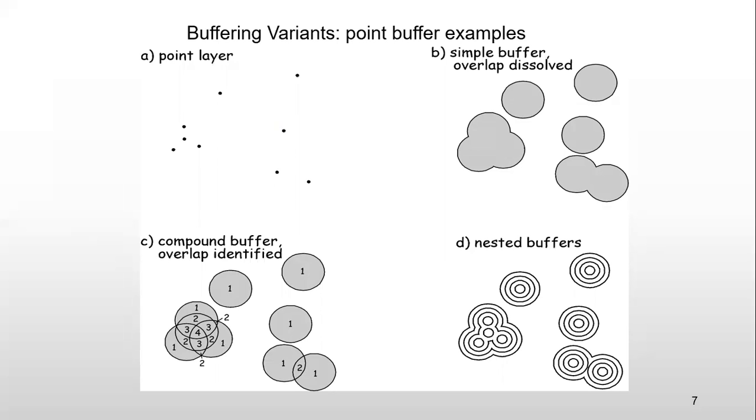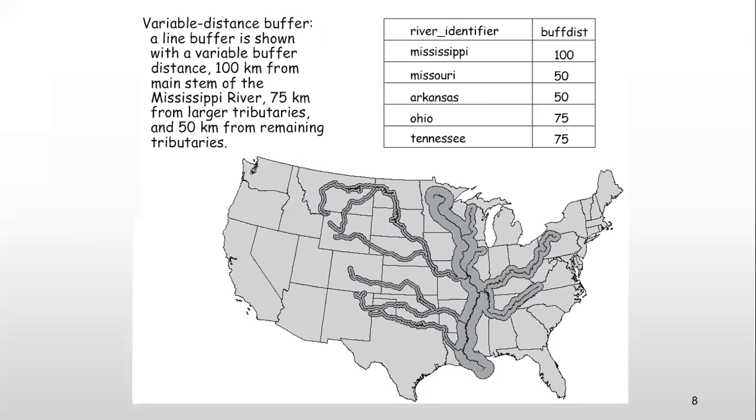Overlapping means just meeting together. Simple point layer, simple buffer, or overlap dissolved, nested buffer. It's how the buffers are created. A variable distance buffer: a line buffer is a variable distance buffer. It's a type of buffer.